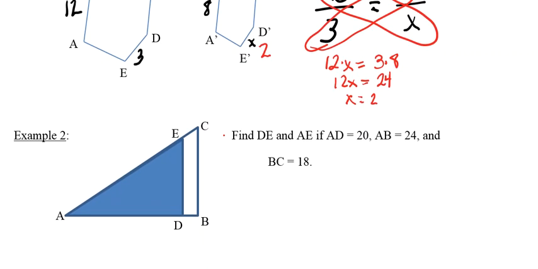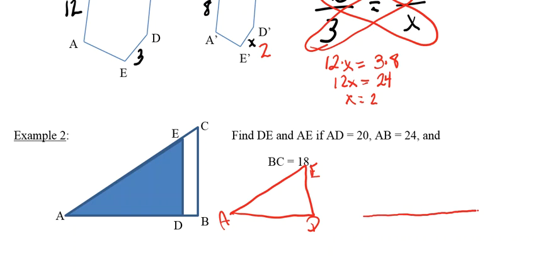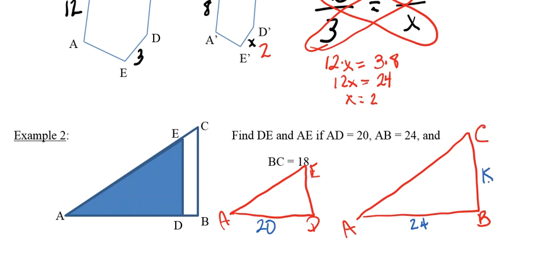Here we actually have a triangle laying on top of a triangle. So I'm going to pull those apart. This is A, D, and E. This one's a little bit longer. This is A, B, C. So they laid one triangle on top of another triangle. Go ahead and label what we know. AD is 20. AB is 24. BC is 18. What is AE?